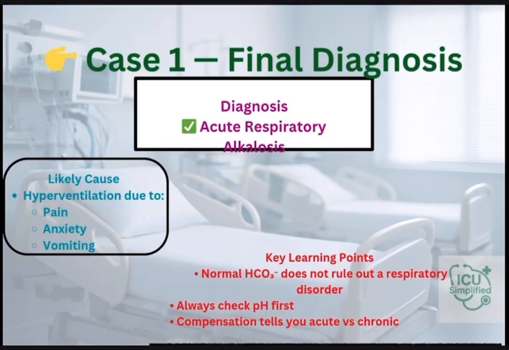The most likely cause is hyperventilation, which in this patient could be related to pain, anxiety, or vomiting. There are a few important learning points from this case. A normal bicarbonate level does not rule out a respiratory disorder, especially in acute settings. We should always start with the pH, as it sets the direction for interpretation. And finally, looking at the pattern of compensation helps us distinguish between acute and chronic acid base disorders. Applying these principles consistently makes ABG interpretation both reliable and predictable.